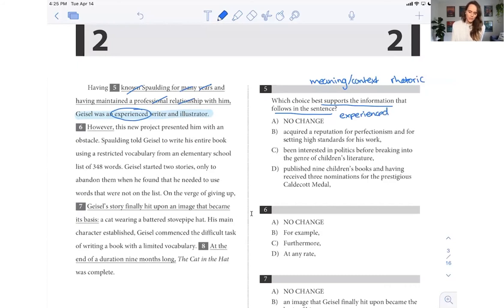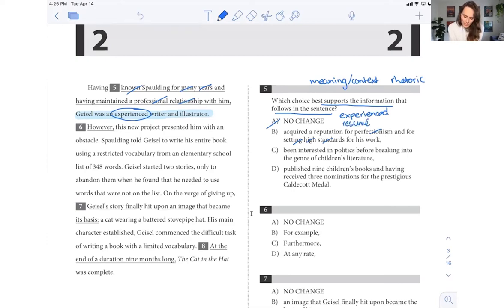So I'm taking out no change. B, acquired a reputation for perfectionism and for setting high standards for his work. That also doesn't tell me anything about his experience. Experience, think about what would be on his resume.